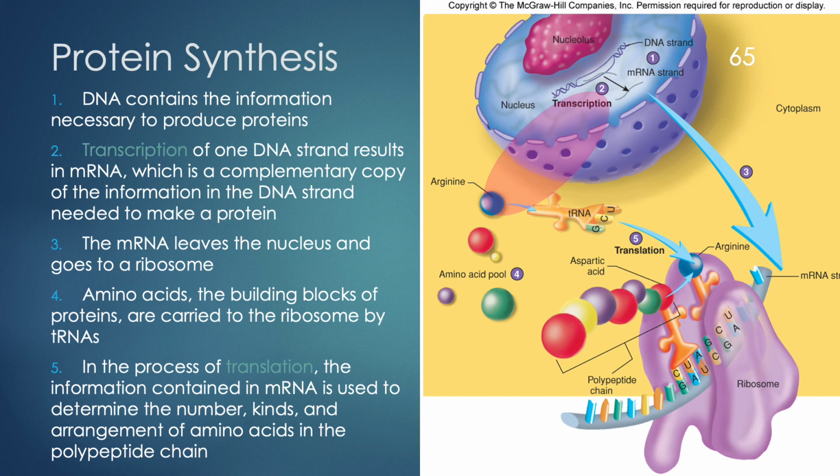Transcription is when one DNA strand is going to result in messenger RNA, so that way it can leave the nucleus. The messenger RNA is a complementary copy of all of the information that's in that DNA strand on its own. The messenger RNA will leave the nucleus, and it's going to go to a ribosome, which is the site of protein synthesis. Amino acids, which are the building blocks of proteins, are going to be carried to the ribosome by transfer RNA. And then finally, in the process of translation, all of the information that was present in the messenger RNA is going to be rearranged into amino acids to create a polypeptide chain.